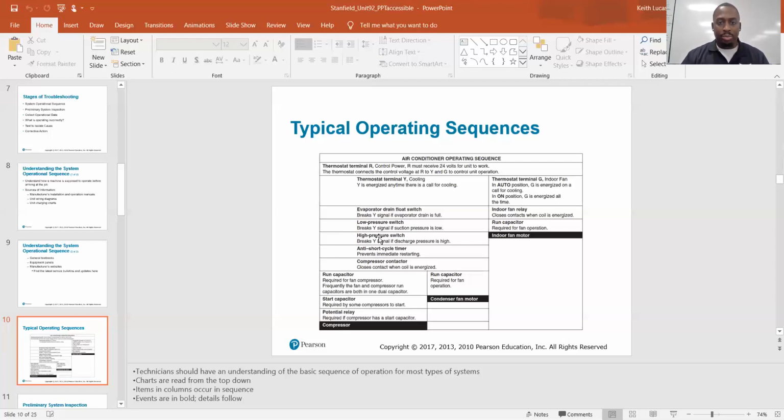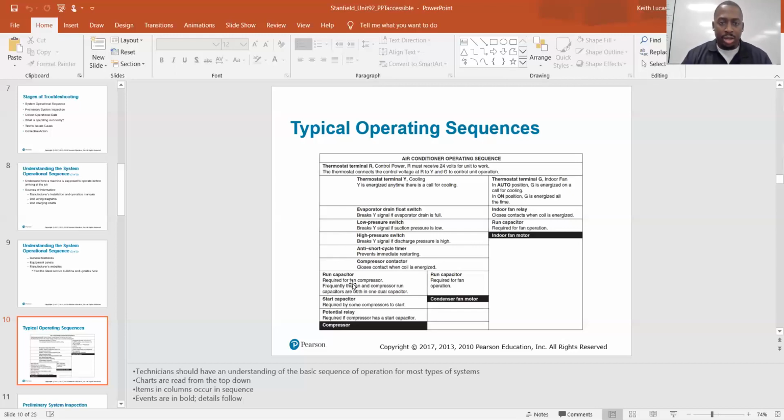And then once we confirm that this switch is closed and this switch is closed and this switch is closed, we're gonna energize the timer. And then after that time delay, it's gonna go ahead and energize our compressor contactor. It closes contacts when the coil is energized. So that 24 volts that went from R is shot down to Y, and it had to go through our flood switch and our low pressure switch and our high pressure switch and our time delay relay, and now to our compressor contactor coil, pulling it in and finally giving us our AC.